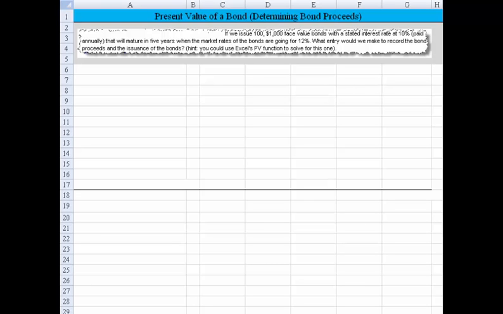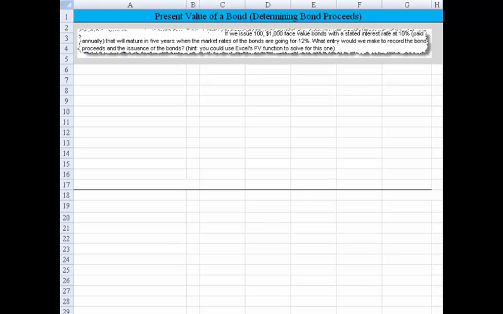Hi everyone. Let's take a moment and look at how we would determine the bond proceeds, which involves determining the present value of a bond. Okay, the problem appears in front of you, and it's a little small and perhaps hard to read, so let me read it out loud.